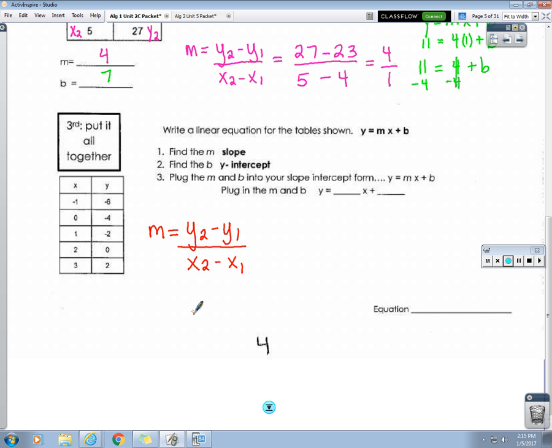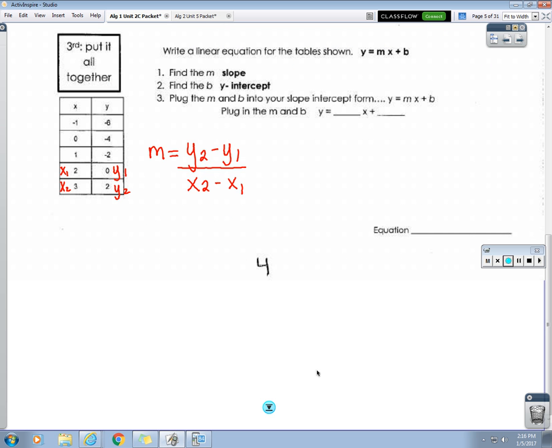Which 2 points would you like to use? Okay, so 2, 0, I'll call my x1, y1. And 3, 2, I'll call my x2, y2. Okay, so now that I've named them, I know where to put them in this formula. What goes in the y2 place?